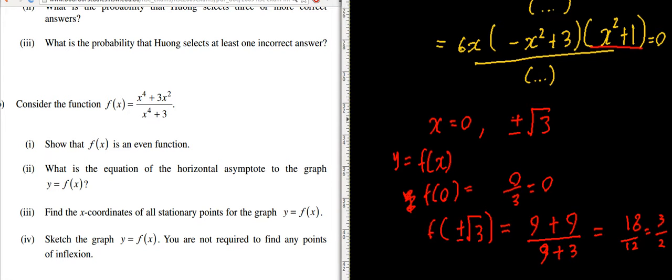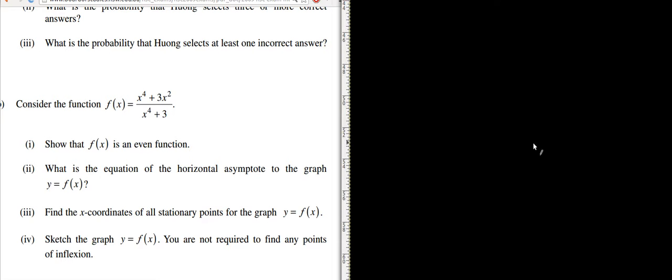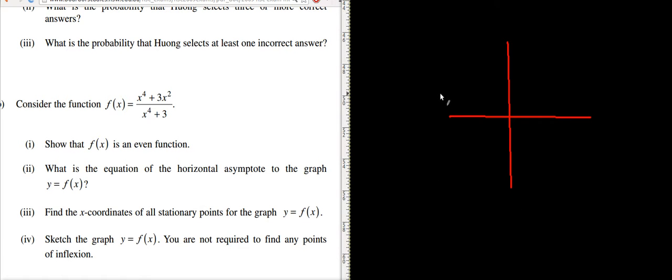Okay, all right. So the very last part of this question is asking me to plot this. Let me draw my axes, a bit wobbly, but anyway. I know that there is a horizontal asymptote at y equals 1. I know that it's going to go through 0, and I know that it has a stationary point at x equals negative root 3 and root 3.